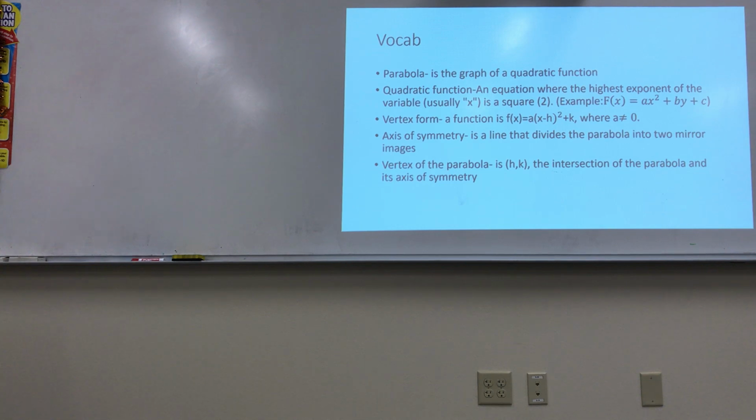Vertex form of a function is f(x) = a(x − h)² + k, where a is not equal to 0. The axis of symmetry is a line that divides the parabola into mirror images. The vertex of a parabola is (h, k), the intersection of the parabola and the axis of symmetry.